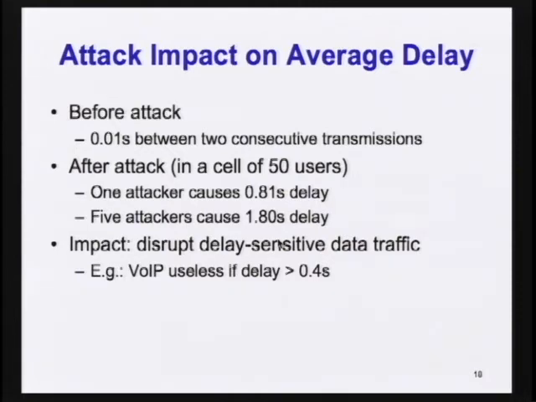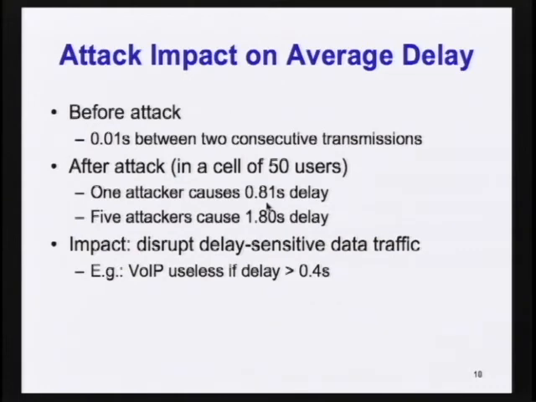So how does this translate to the impact on applications? Well, a typical delay-sensitive application is voice over IP. Voice over IP is very delay-sensitive. Ideally, you want the delay to be less than 100 milliseconds. If the delay is between 100 milliseconds and 400 milliseconds, it's tolerable, but your voice quality will degrade. However, if the delay is more than 400 milliseconds, people believe that the voice over IP application becomes useless. Now you can see that if there's only one attacker in a cell of 50 users, the average delay is about 800 milliseconds. That's way over the tolerable delay in voice over IP applications.